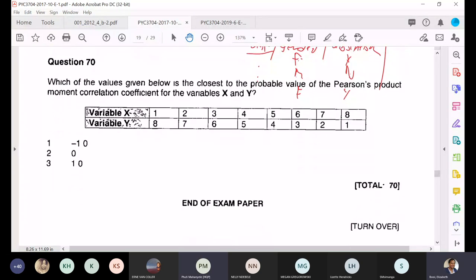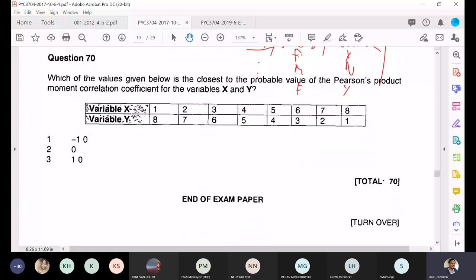Thank you. The last question. Which of the following values given is the closest to the probable value of the Pearson product correlation coefficient of X? So you need to calculate R. Those who know how to calculate R, let's do that.